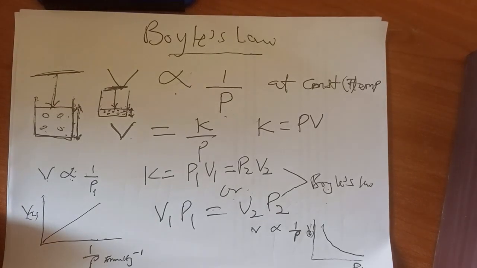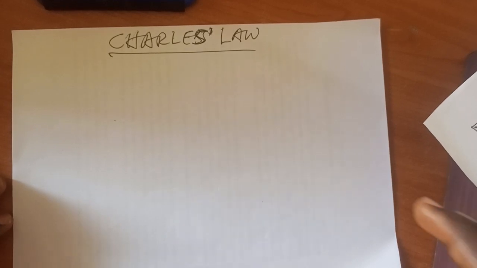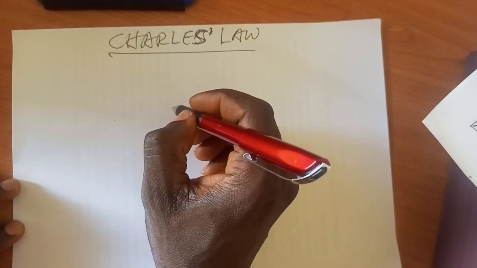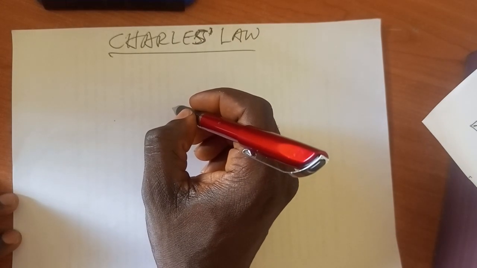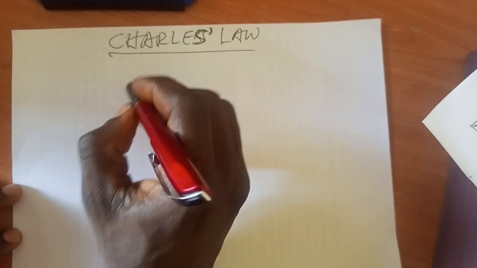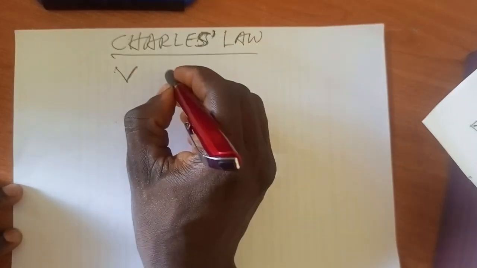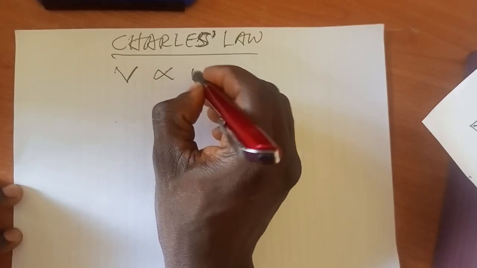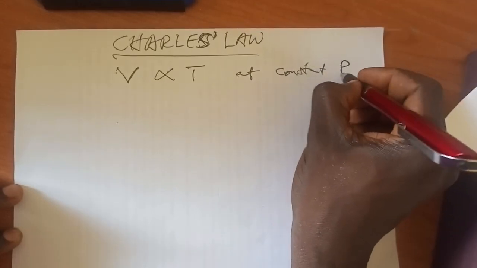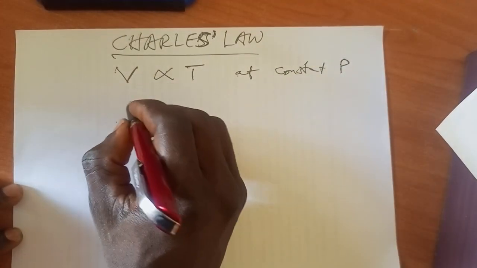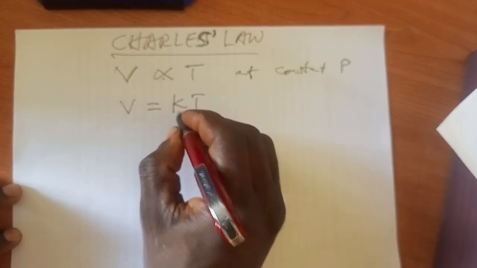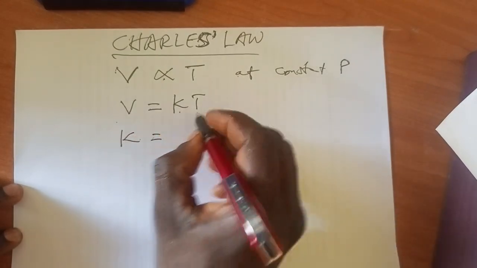Okay, let me quickly go to Charles' law. Charles' law simply states that the volume of a fixed mass of gas is directly proportional to the Kelvin temperature at constant pressure. By mathematical expression, we mean that the volume of a fixed mass of gas is directly proportional to the temperature at constant what? Pressure. Do you understand? By this expression, you introduce a constant, V = kT, and if you make k the subject of the formula, you are going to have what now?